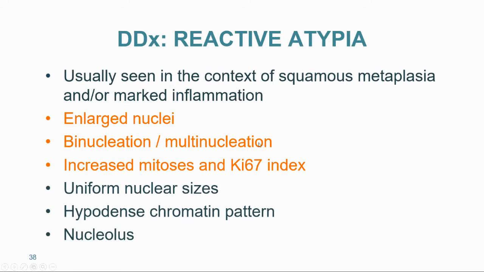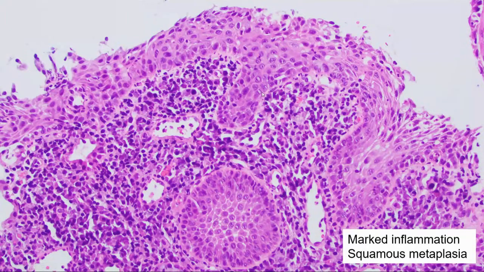Reactive atypia in the cervix is quite frequent, usually in the context of squamous metaplasia or marked inflammation. The presence of enlarged nuclei, binucleation or multinucleation, and increased mitotic activity should all make us think of a low-grade squamous intraepithelial lesion. However, in the context of reactive atypia, we see uniform nuclear sizes. The chromatin is not hyperchromatic or coarse, it's hypodense, and we can see a nucleolus at high power magnification.